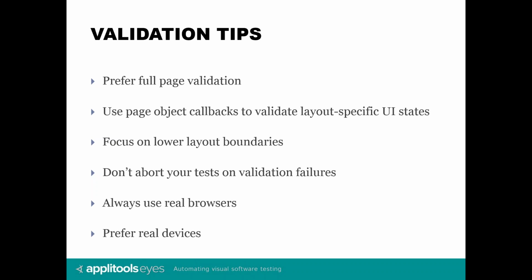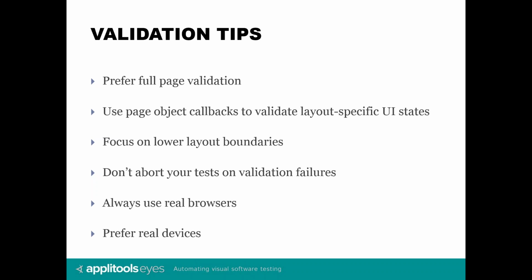Second, you should use page object callbacks to validate layout-specific UI states, just like we did in our example. We had layouts that passed through interim UI states to accomplish certain functions, and they used the page object, notified the test that it just changed the UI test using that callback, and so we could maintain a generic test that can validate and have different number of validation points depending on the layout itself.